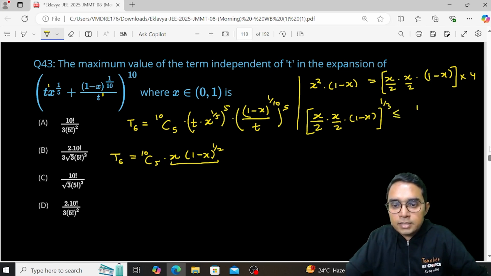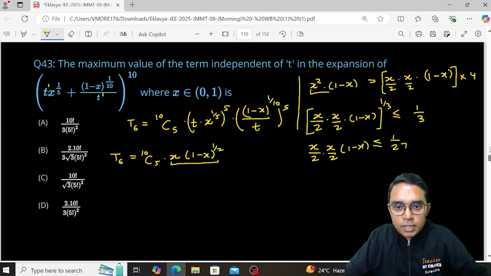And you can see this comes out to be just 1 divided by 3, so that AM is taken. x by 2 plus x by 2 plus 1 minus x is 1. So this is what we are getting. That means x by 2 into x by 2 into 1 minus x is always less than or equal to 1 upon 27. So this thing will be less than or equal to 4 times 1 upon 27.